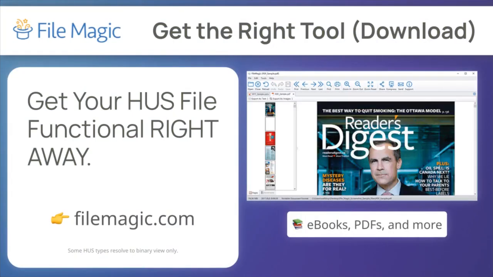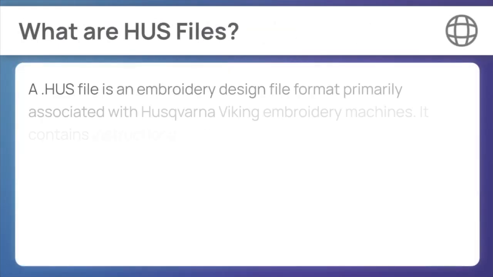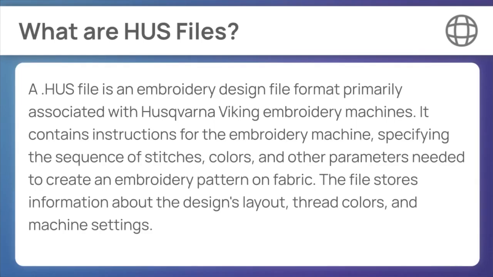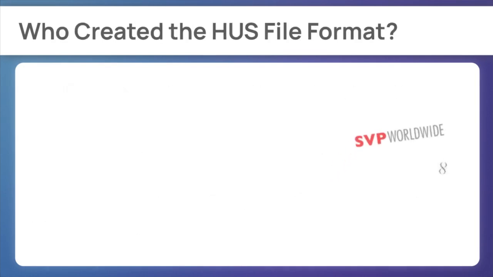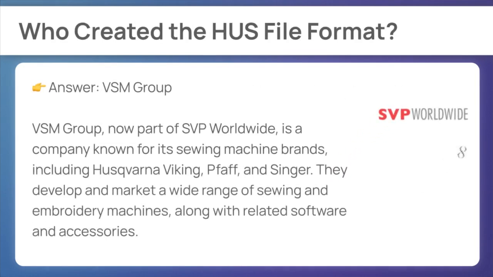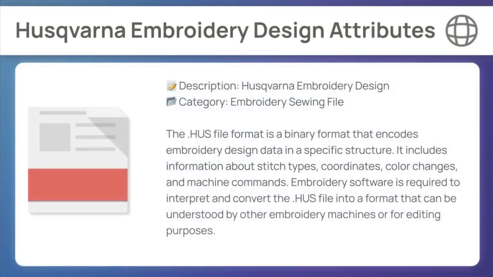A HUS file is an embroidery design file format primarily associated with Husqvarna Viking embroidery machines. It contains instructions for the embroidery machine, specifying the sequence of stitches, colors, and other parameters needed to create an embroidery pattern on fabric. The file stores information about the design's layout, thread colors, and machine settings. The HUS file format is a binary format that encodes embroidery design data in a specific structure. It includes information about stitch types, coordinates, color changes, and machine commands.